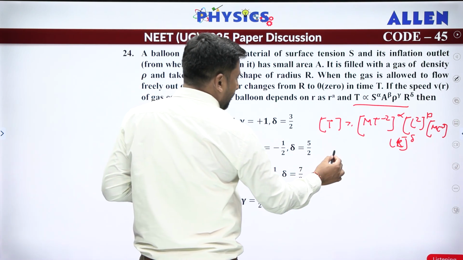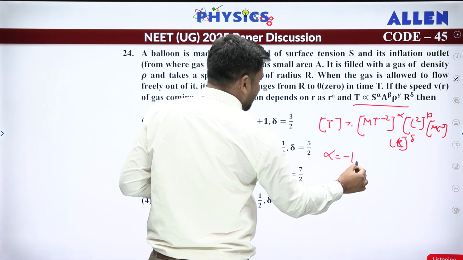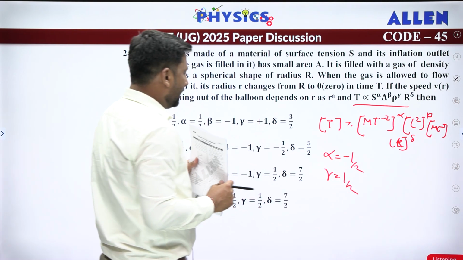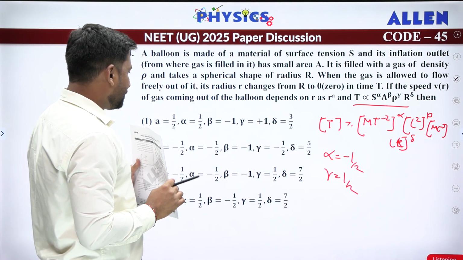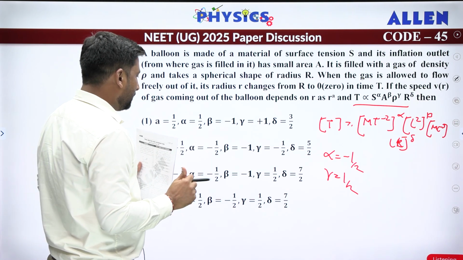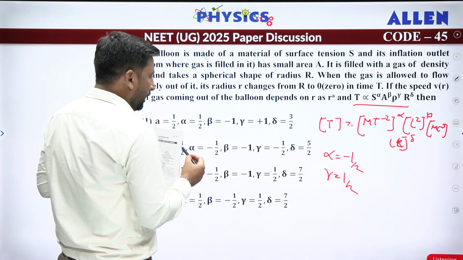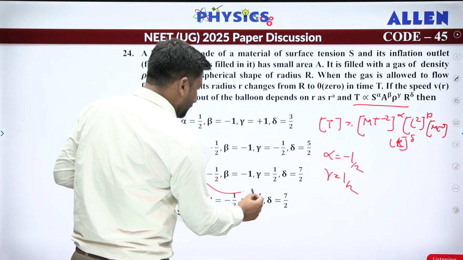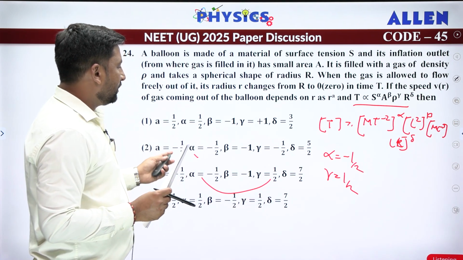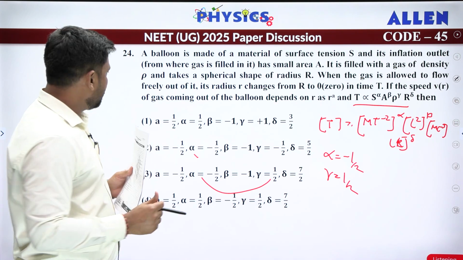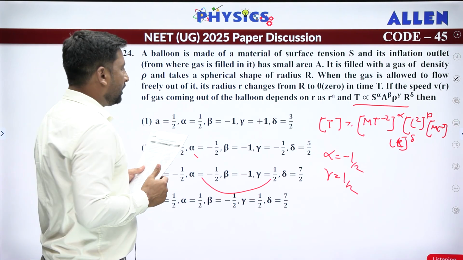You will get alpha as minus 1 by 2 and you will get gamma as 1 by 2. Now look for the option which is matching. So if you solve only for these two, alpha is minus 1 by 2 and gamma is plus 1 by 2. So this one. After solving this, the rest of the options will be eliminated. So for this, the answer is option 3.